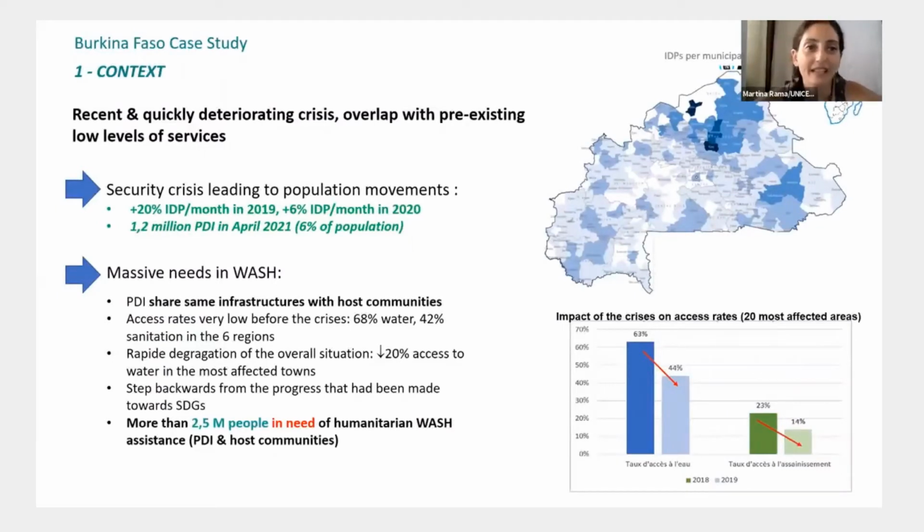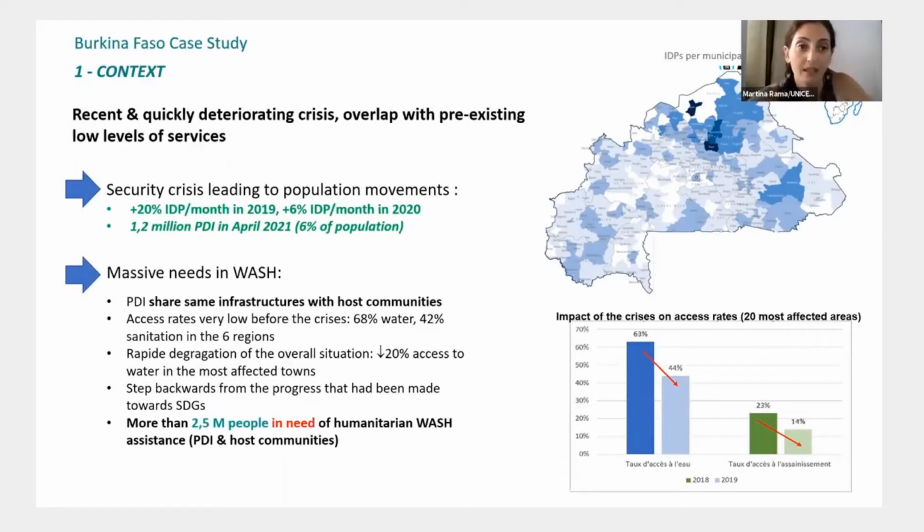So the context in Burkina Faso is the context of a recent and quickly deteriorating crisis. It was a country that was considered very stable and peaceful for a long time, but very suddenly the crisis came, and very quickly it covered huge parts of the territory. And this crisis has been overlapping with pre-existing very low levels of service in terms of access to water and sanitation. So there has been a massive displacement of population throughout all 2019.